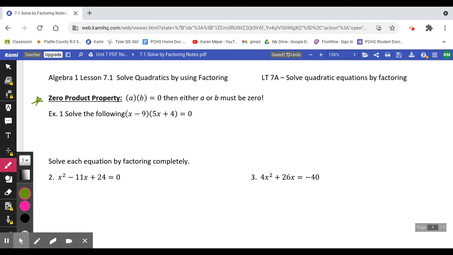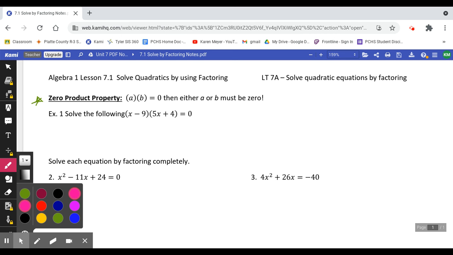So what does this property tell us? It says that if you're multiplying 2 items together, 3 items together, 4 items together, however many, in our case, we're going to multiply 2 here, A and B, and the answer is 0, then that tells you that either A has to be 0 or B has to be 0. So let's try to apply that into the next situation.